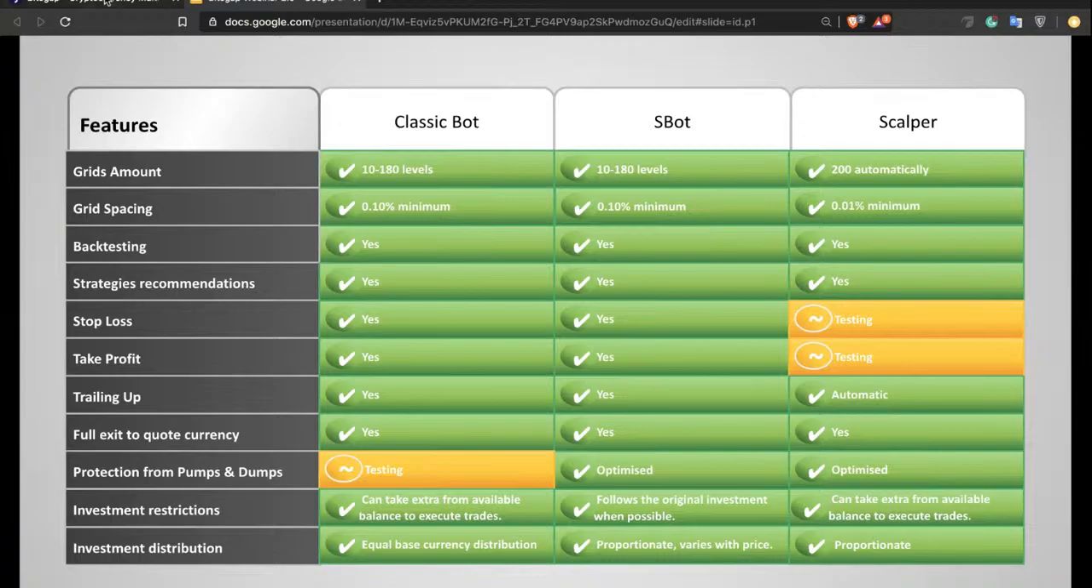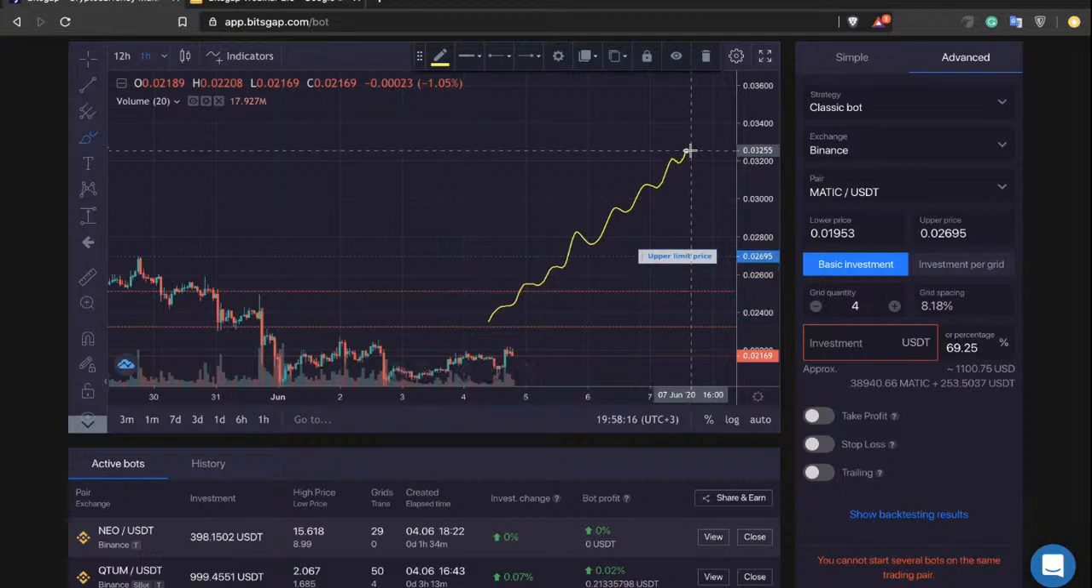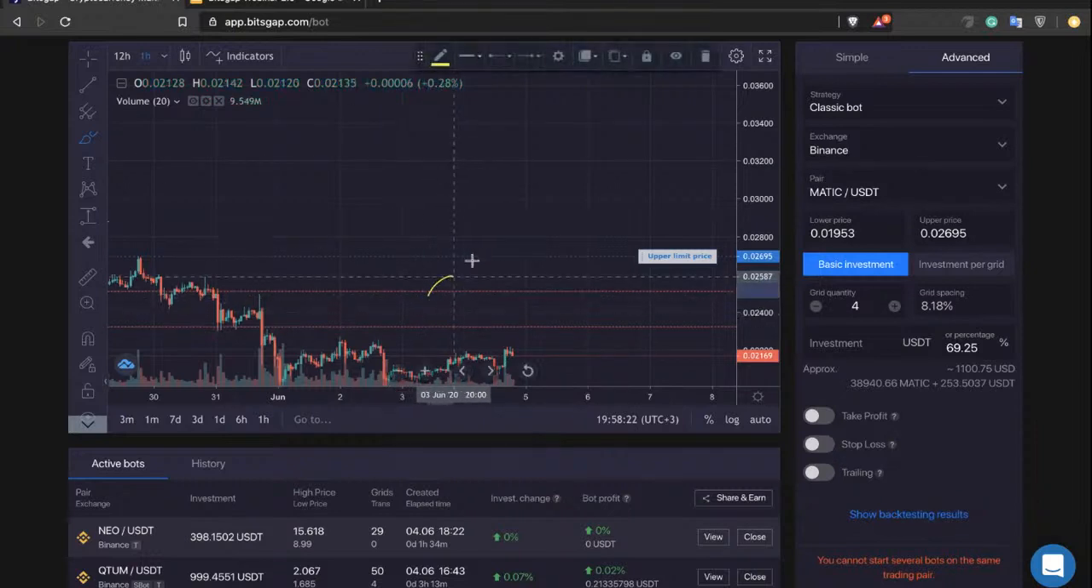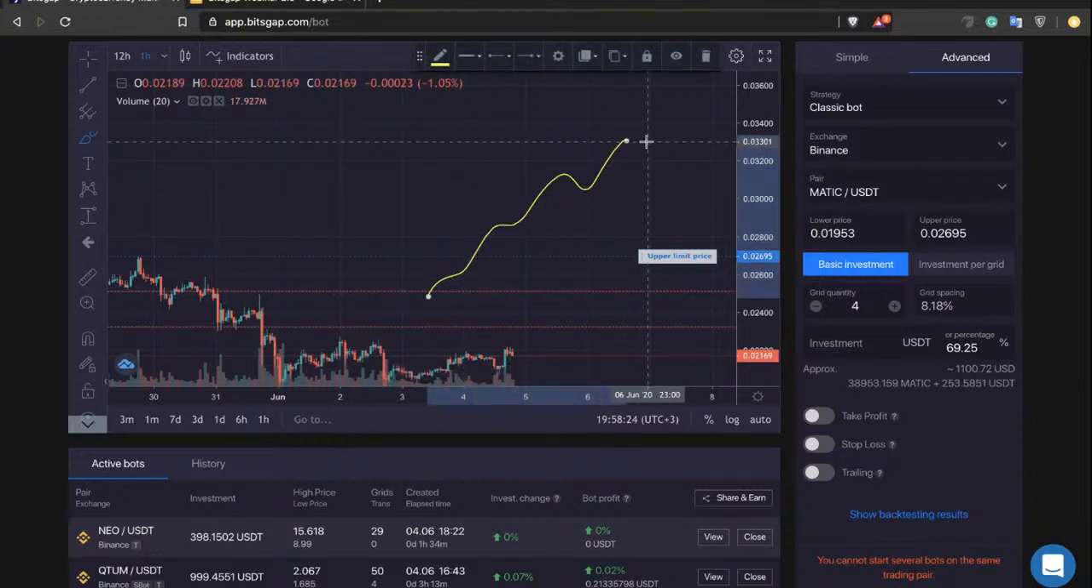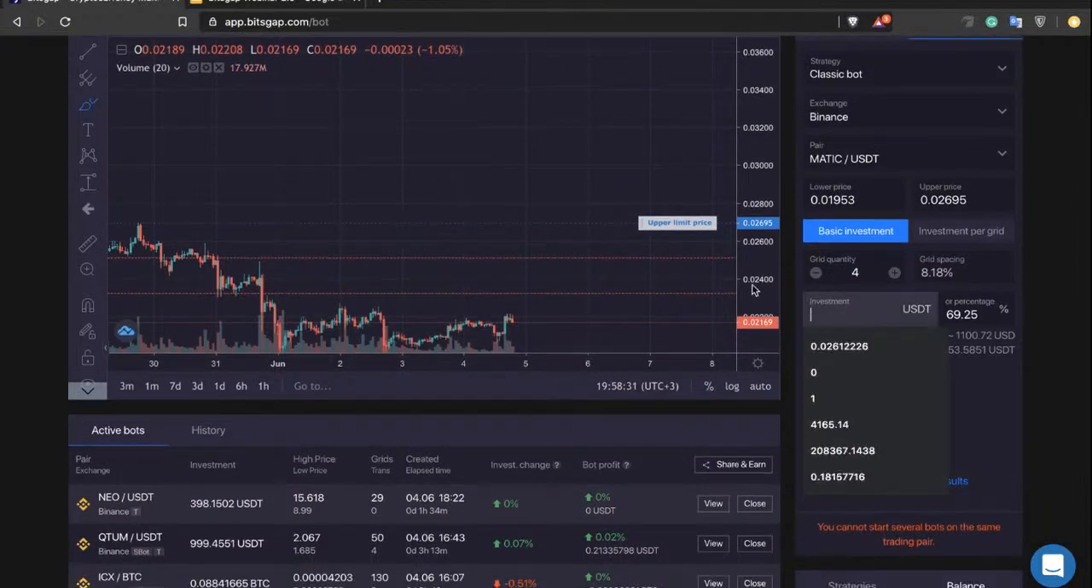So if you are pretty much sure that the price will continue the upside momentum, then you might consider opening the classic bot with the trading up function rather than the S-bot with the trading up function, just because it's most likely that the classic bot will use extra investment to maximize your return.